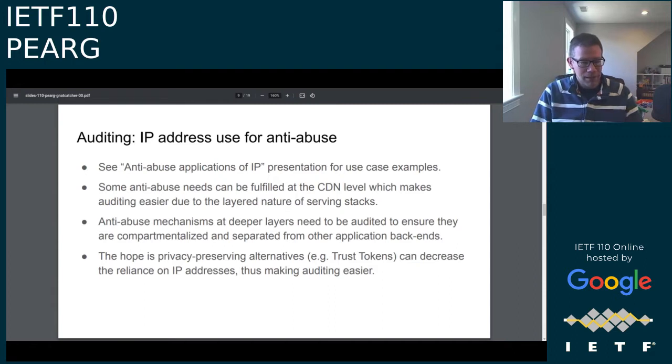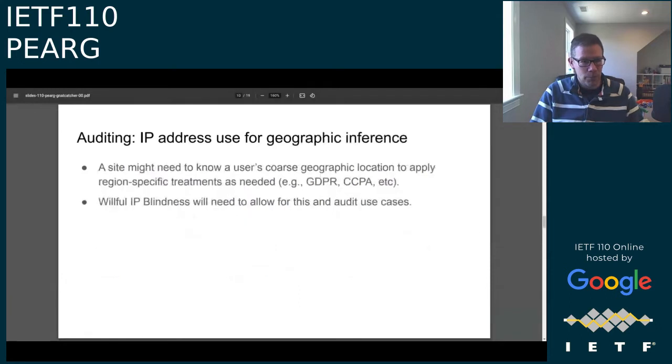And at the same time as this all can be audited, the hope is that there's other privacy preserving alternatives that are going to be coming online that can decrease this reliance on the IP address. And so it can make the audits easier if, say, someone's using a trust token to convey the trust rather than associating the trust with an IP address. And so over time, the audit can become easier as these technologies evolve.